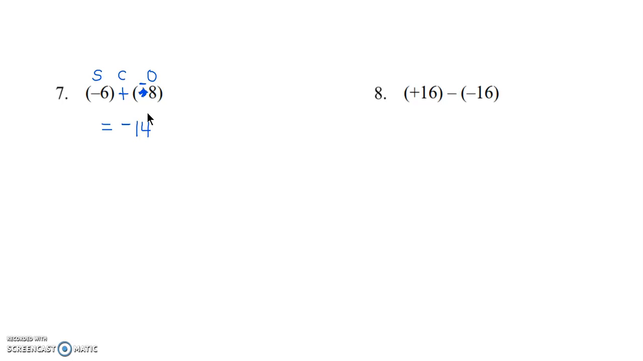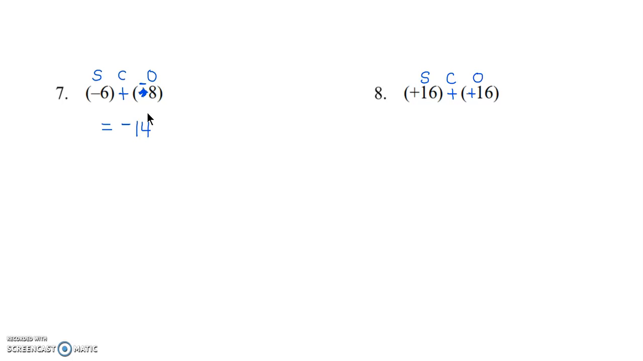For number 8, we have a +16 minus a -16. So we're going to take away the minus, making it into adding or plus, and the -16 becomes its opposite. It becomes a +16. So the first number before the operation stays the same. The subtraction becomes addition, and the number that follows the operation changes to its opposite.